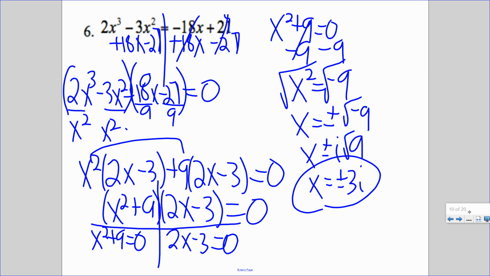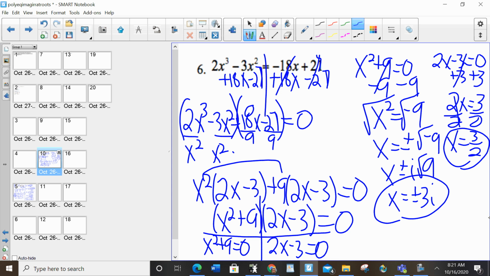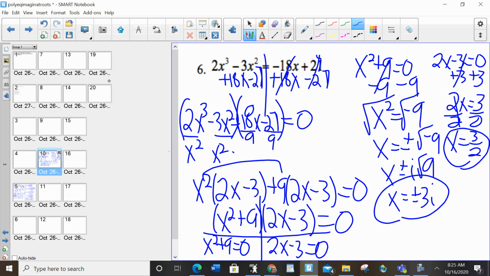For the other factor, 2x minus 3 equals 0, this one's linear, so it's pretty straightforward. We get 3/2. So again, since there was an exponent of 3, I know there had to be 3 answers. So plus or minus 3i are 2 answers, 3/2 is the other.